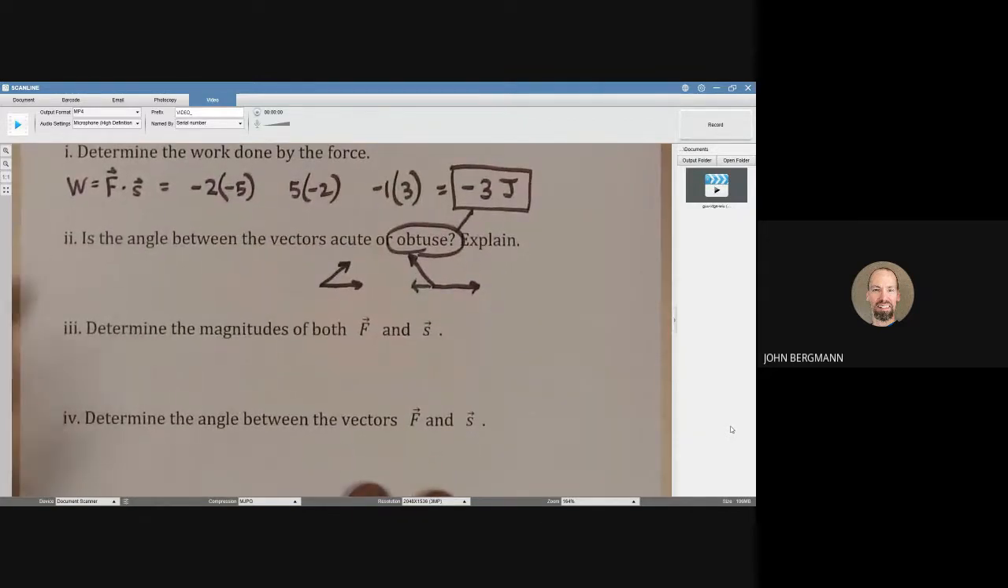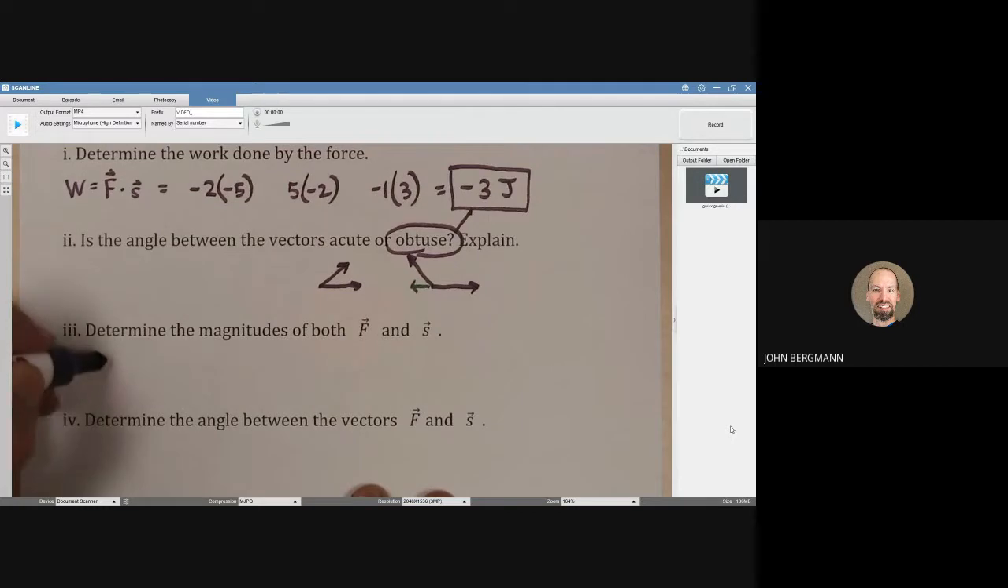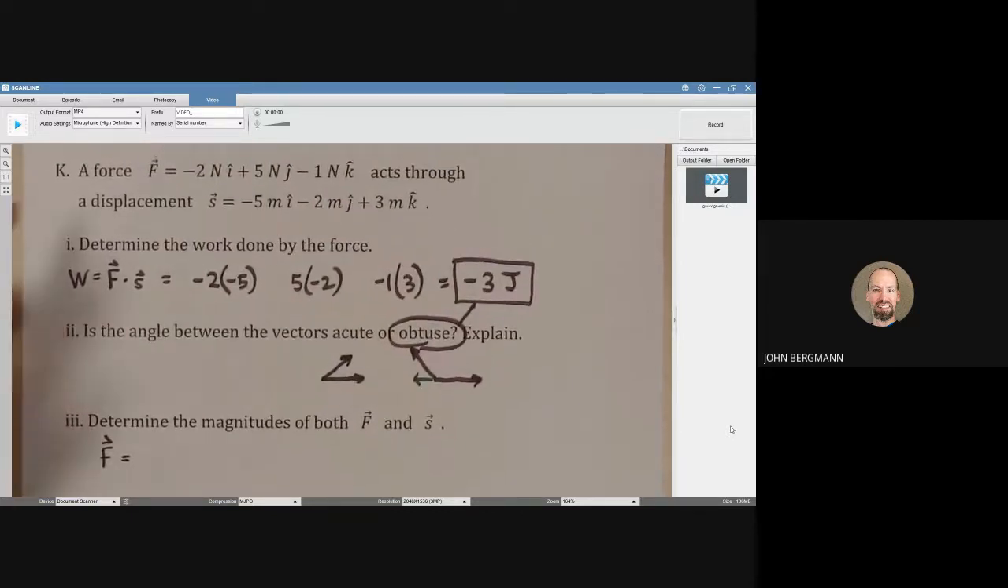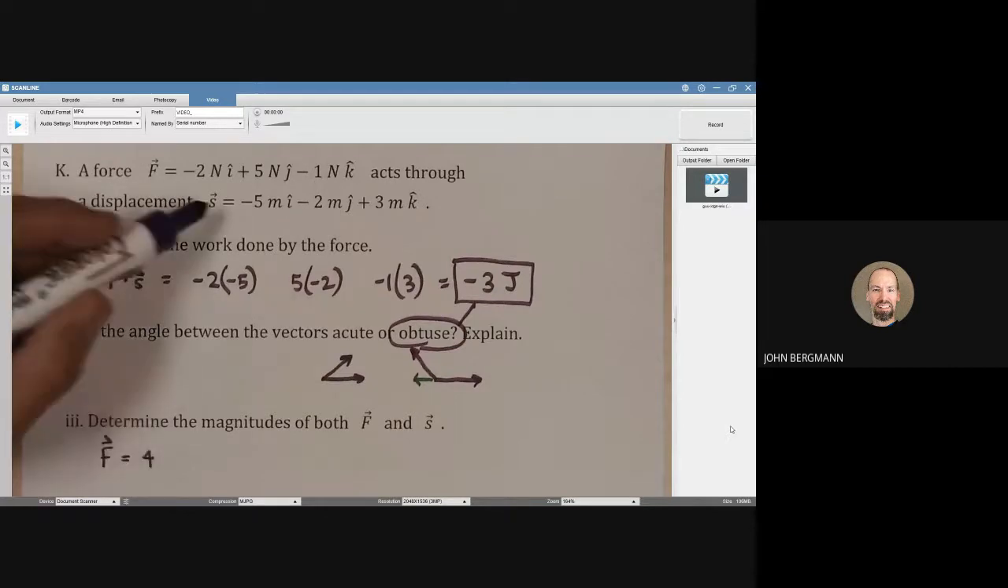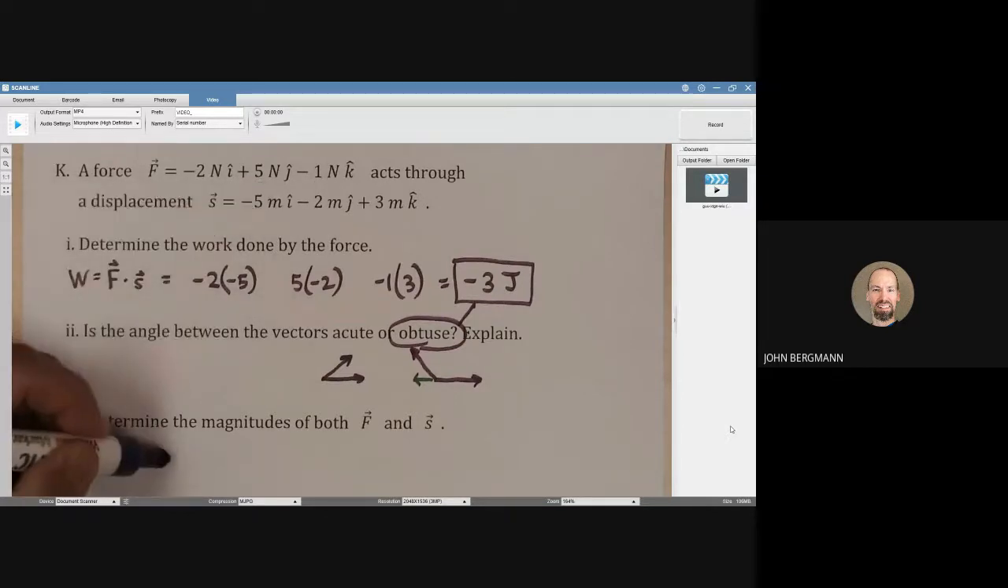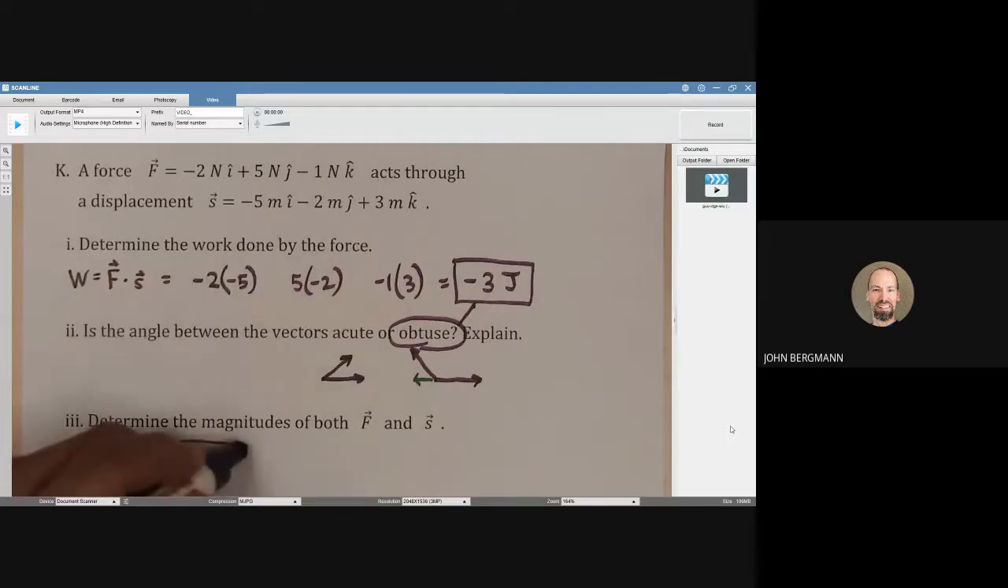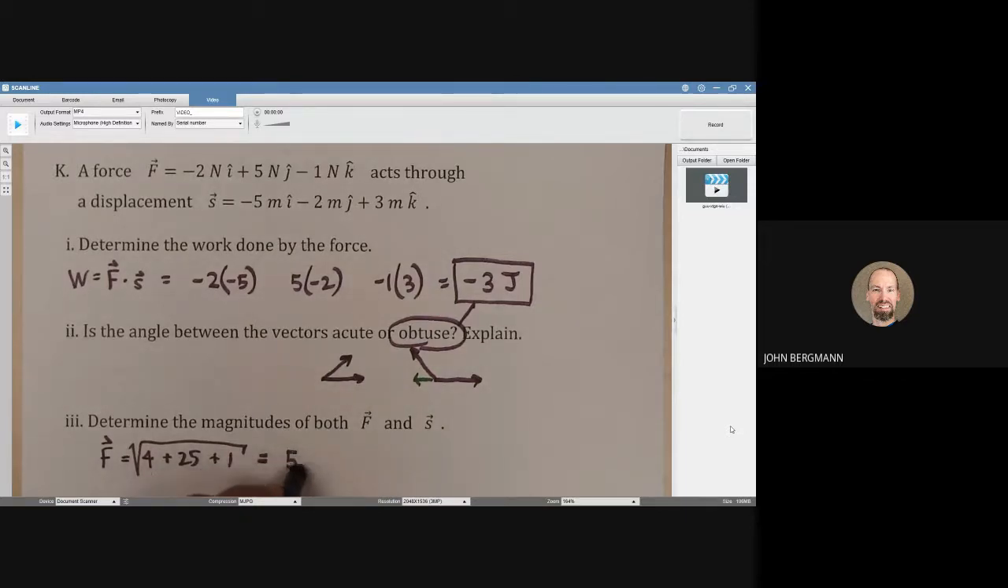Well, we want to just use the Pythagorean theorem on these, the three-dimensional version of the Pythagorean theorem. Basically, we're going to square 2, which gives us 4. We're going to square 5, gives us 25. And then we square 1, which gives us 1. So it's essentially the Pythagorean theorem. And if you turn this into a decimal, this is going to be the square root of 30, so it's going to be something over 5. My calculator tells me that it is 5.48 newtons. So that's the magnitude of that vector.